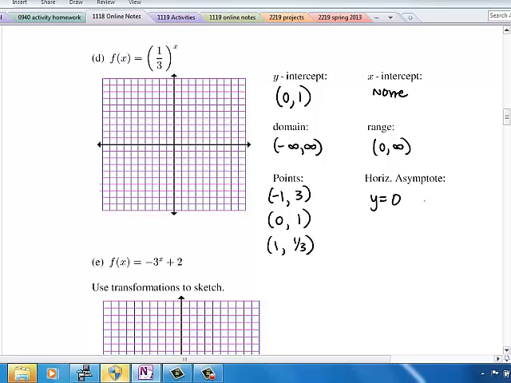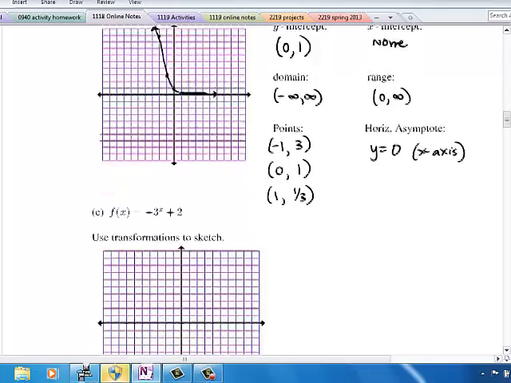Horizontal asymptote will be y equals 0, unless there's any shifting, which there's not. And we're expecting, because the base is between 0 and 1, that the graph is going to be decreasing. As x gets larger, we're taking more factors of a third, so that's going to get smaller and smaller. So -1, 3, 0, 1, 1, 1/3. At -2, we would have 9, right? It's just going to get larger in that direction.